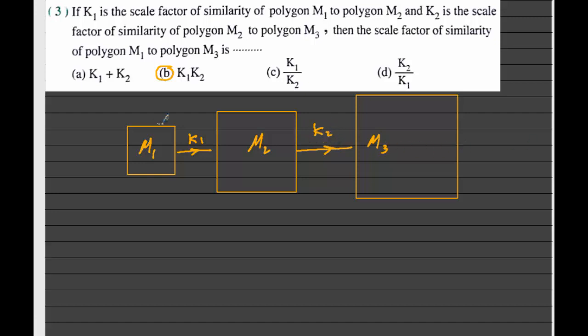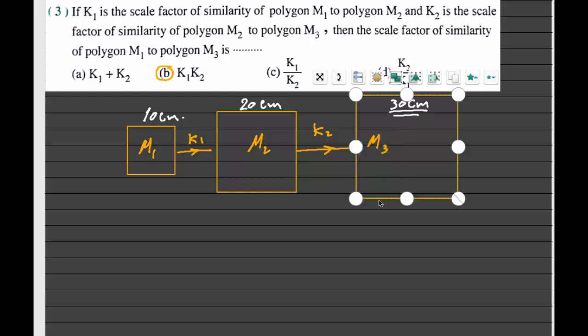and let the length of the side of M1, it is a square, be 10 centimeters, and the length of the side of M2 is 20 centimeters. Here is 30 centimeters. 30 centimeters is the length of the third polygon, M3. Okay. K1 is the scale factor from M1 to M2. Again, K1 is the scale factor of similarity of polygon M1 to M2.